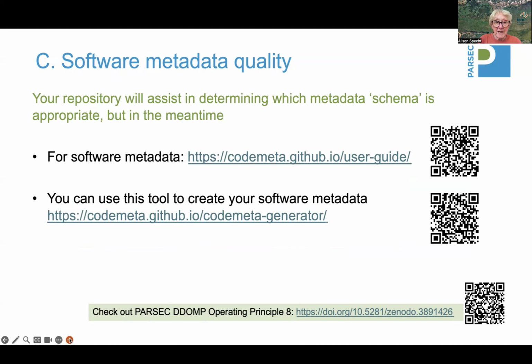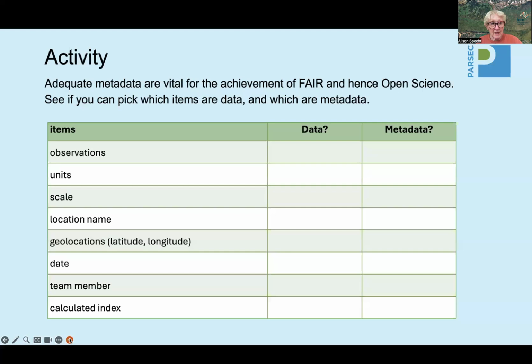For software metadata, again, your repository will help in determining which metadata schema is appropriate. If it's Zenodo, well, there's not that much help with that, but GitHub is beginning to help. So here's CodeMeta at GitHub for software metadata, and you can actually use a tool to help with that. But Zenodo gives you excellent instructions on how to capture what you have done at the time you've done it. So that's quite good for that.